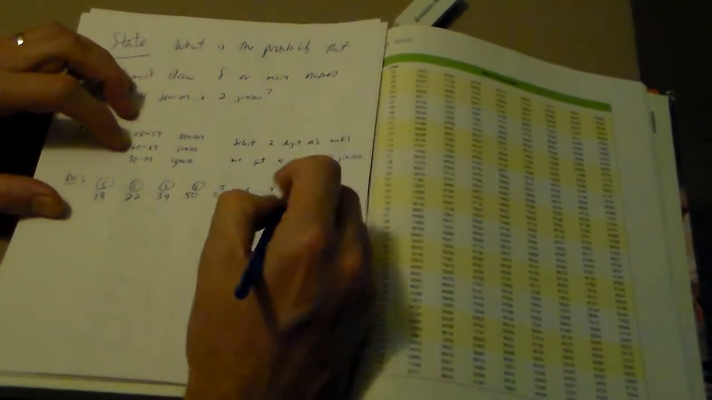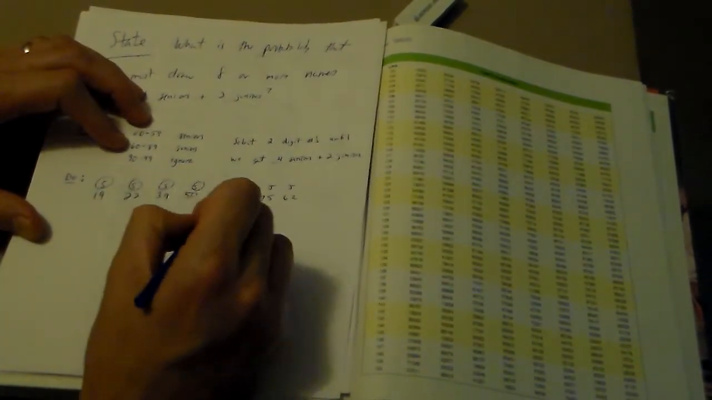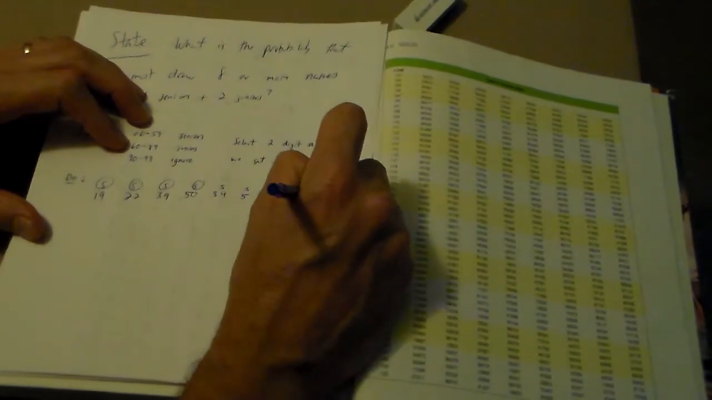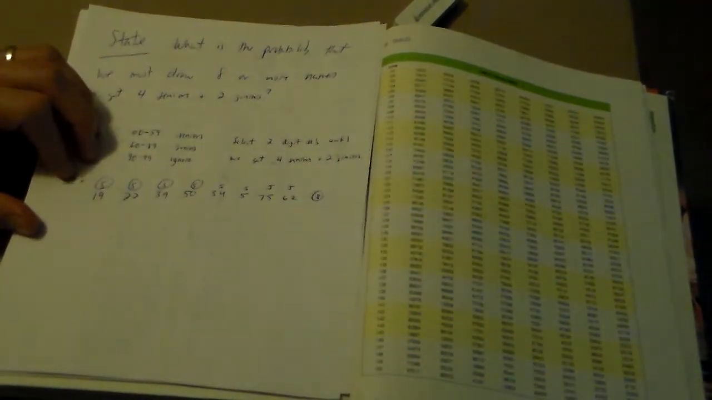I gotta get to 2 juniors. 75, hey, we have a junior. 62, hey, we have a junior. Let's see how many numbers we selected. 1, 2, 3, 4, 5, 6, 7, 8. So it took us 8 times. So if we're seeing what's the probability you must draw 8 or more, we found our first trial is complete.